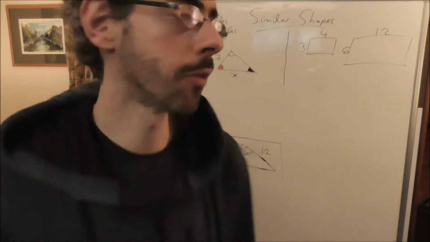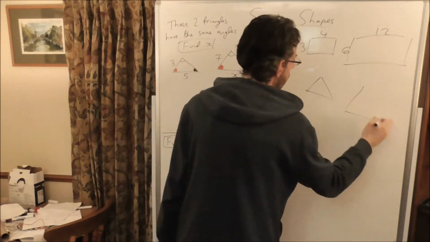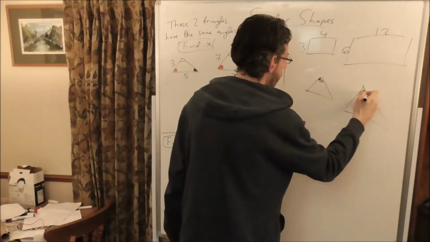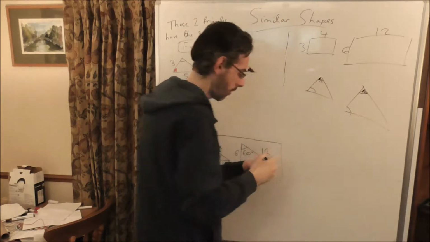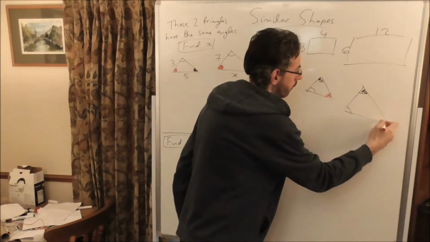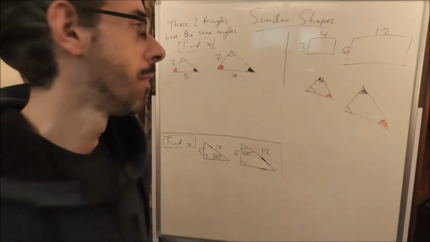But with triangles, however, if you try and draw two triangles with the same angles, so let's say I want to draw two triangles with the same angles, so I make these two angles the same, and I make these two angles the same, and I make these two angles the same. As long as I make the angles the same, the triangles will automatically be similar.